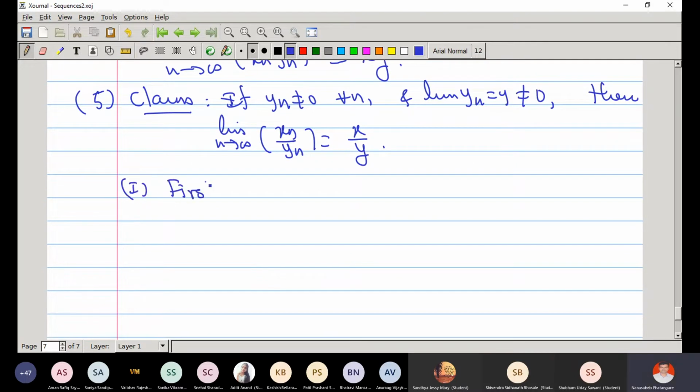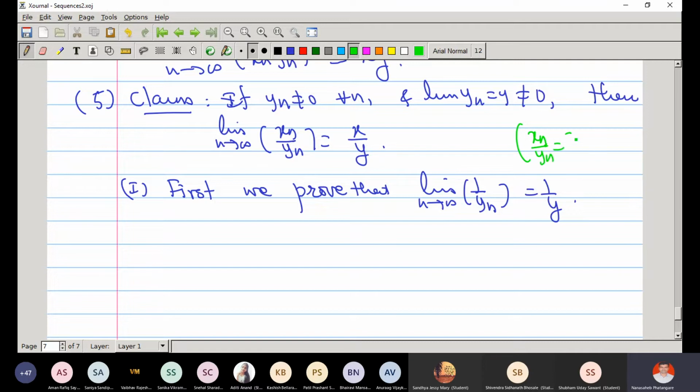So first we prove that the limit of 1 upon yn is 1 upon y. First we prove that the limit of 1 upon yn is 1 by y, and then we can use the previous proof, the product of limits, right? So what is the previous proof? Can we use the previous proof after this?